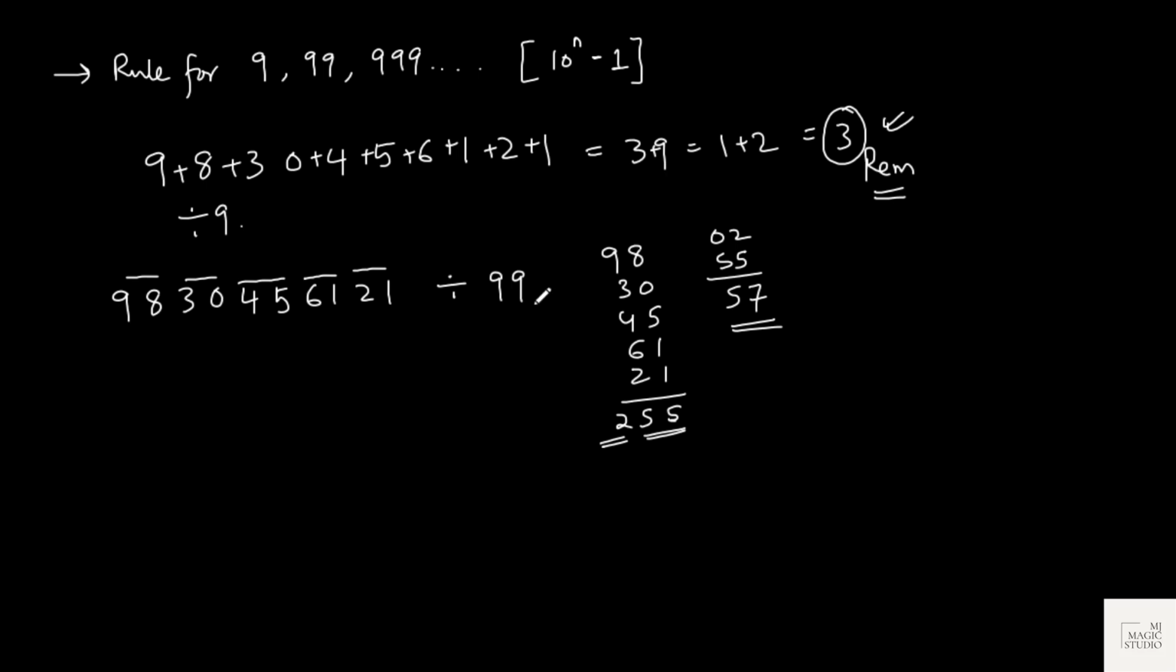Now 57 is a 2-digit number. We will stop when we get the 2-digit number. 57 is not divisible by 99. That means what is 57? 57 is actually the remainder when this entire number n is divided by 99. This is the process to find and check whether a number is divisible by 99 or not. And in this due course, we can also find the remainder.